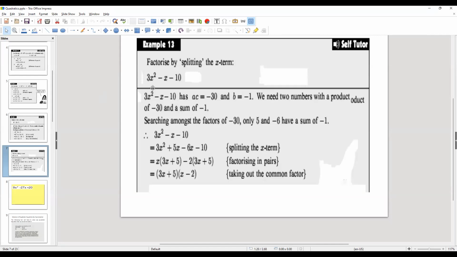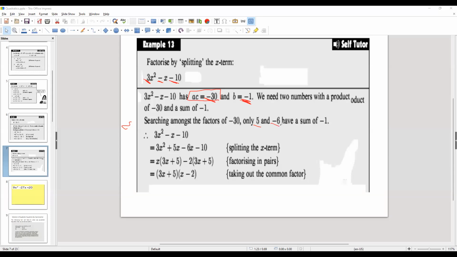So we're going to take this 3 and this minus 10. We're going to multiply them and you get minus 30. So you're taking the coefficient of x squared and the constant at the end and you multiply them. And then you're going to also take the coefficient of x here, which is minus 1. What we're going to do, we're going to look for two numbers that when we add them, we must get minus 1. And when we multiply them, we must get minus 30.